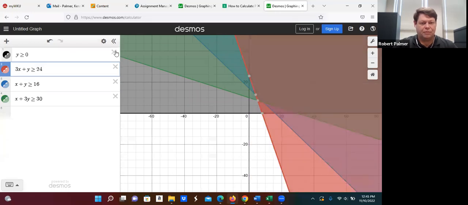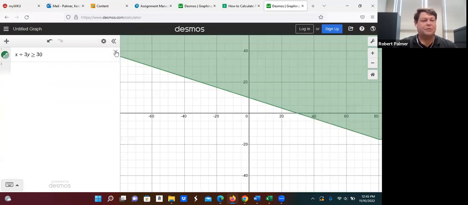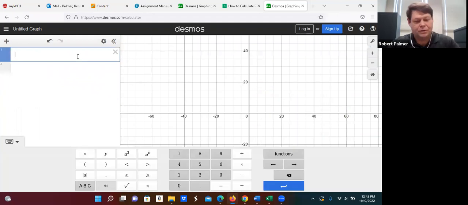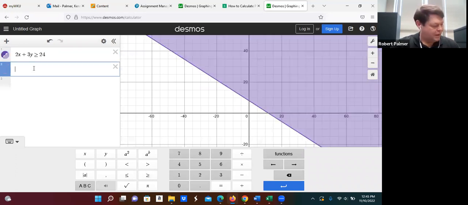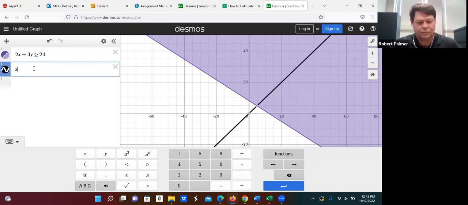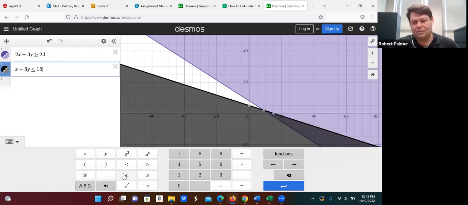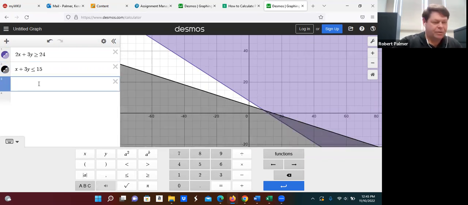I'll just get rid of all these to kind of reset our colors as well. So first one, 2x plus 3y is greater than or equal to 24. Okay, that's our first inequality, the solution to that. Then x plus 3y is less than or equal to 15. Okay, then our third one is y is greater than or equal to 4.